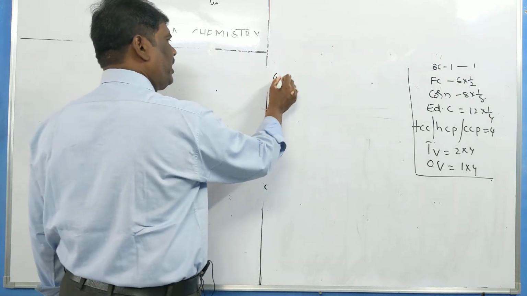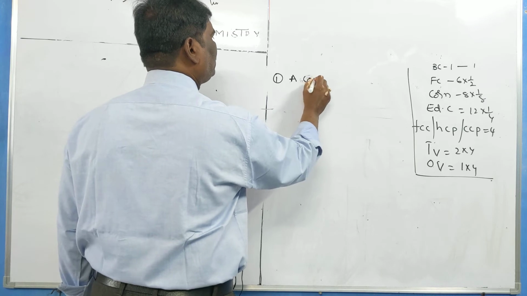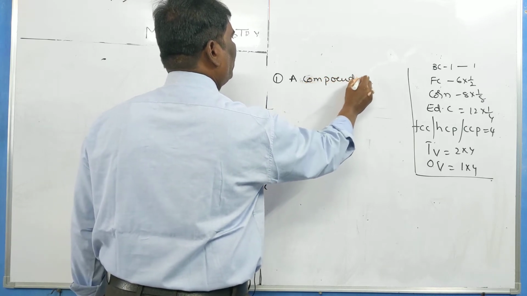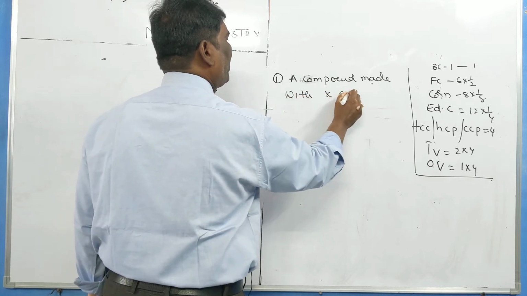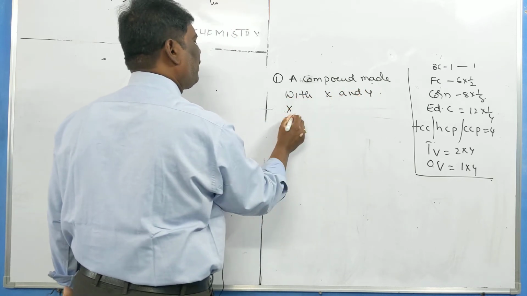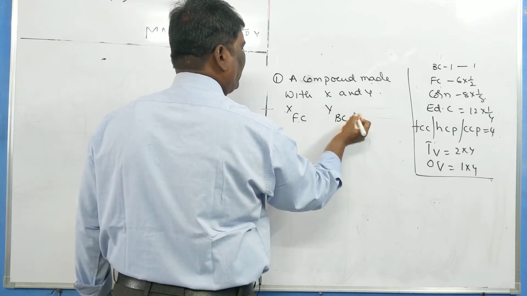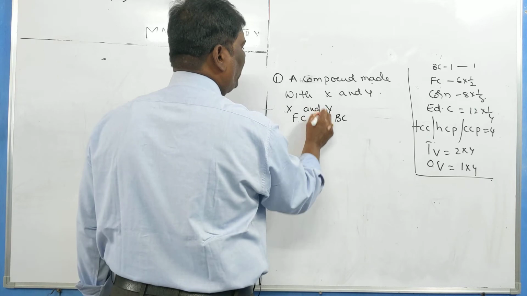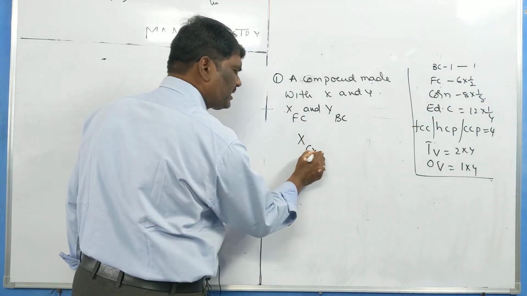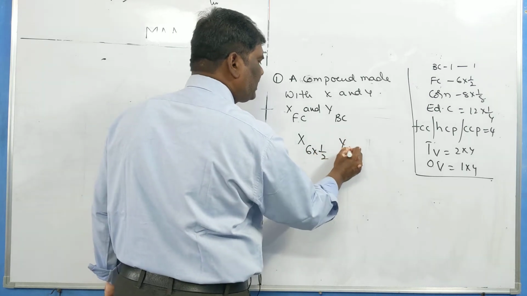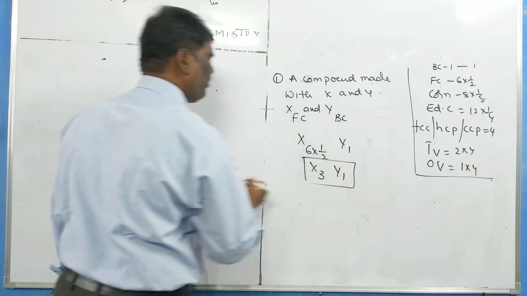Now the first problem: a compound made with X and Y. X occupies face center and Y occupies the body center. So what is the formula of the compound? Tell me. For face center we write 6 into 1 by 2. For body center means only 1. So this becomes X3Y1. This is one problem.